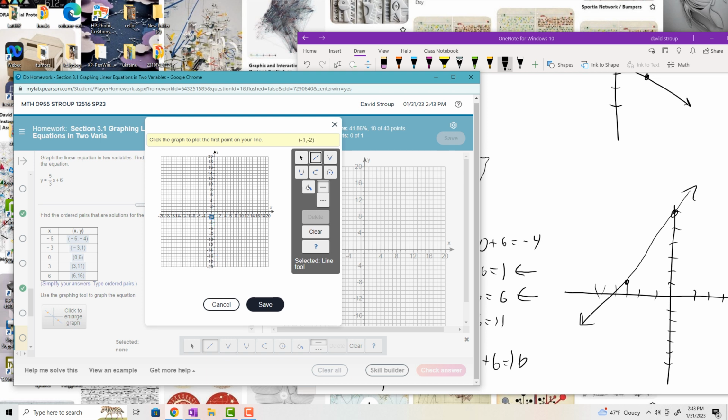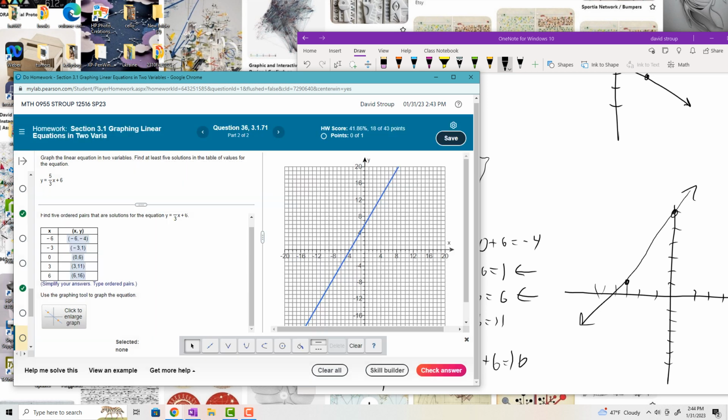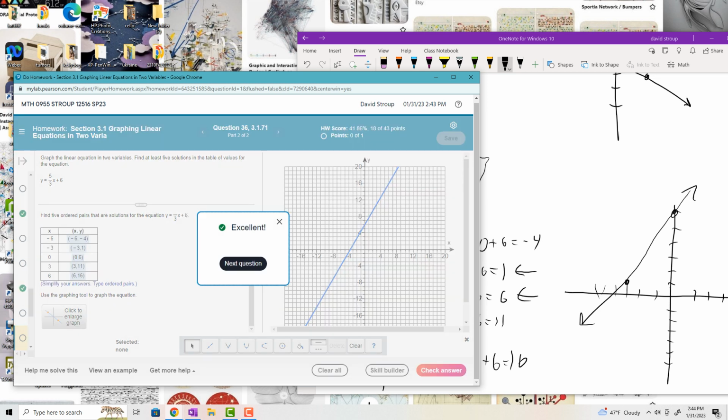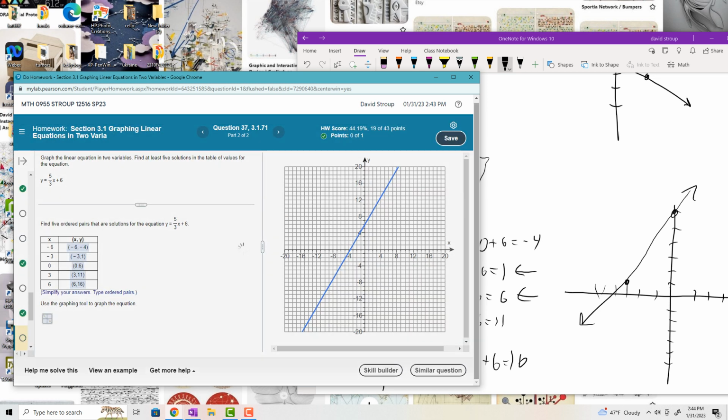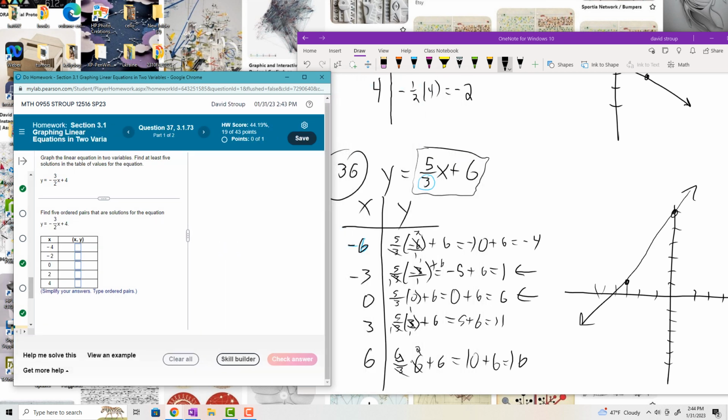Okay, so again, it's the second button that you use, and then I'm going to plot the same points. So -3, 1, and then I'm going to pick 0, 6. There it is. And then hit save, checking through. Yay. Okay, this is just another one with a fraction. More fractions, so you can get a lot of practice multiplying fractions.